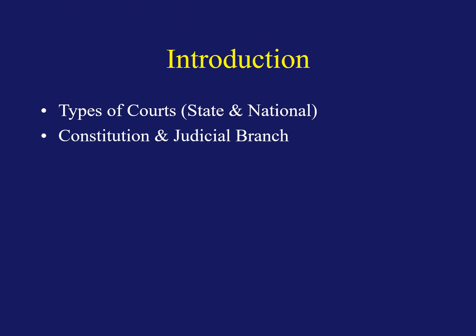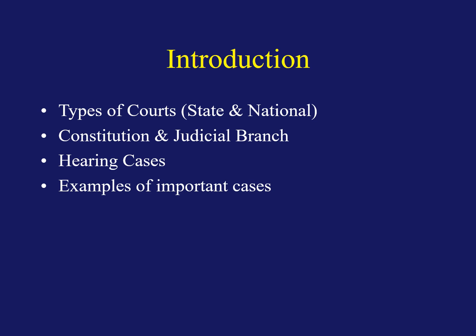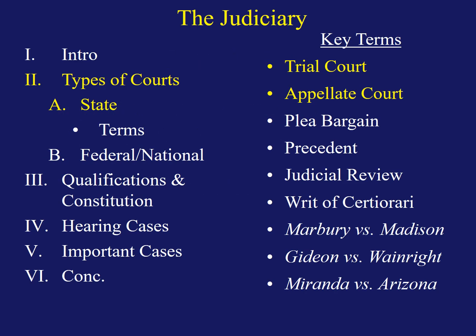So this topic will be approached in this way. First of all, I'll describe the different types of courts at the state as well as the national level. Then we'll address some of the traits of the judiciary with the Constitution. I'll talk about the process by which the courts decide to hear cases, and then we'll explore a few examples of some key cases that have had a major impact on American history. So let's look at the types of courts at the state level next.